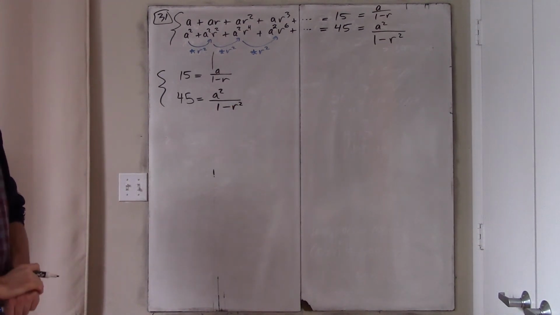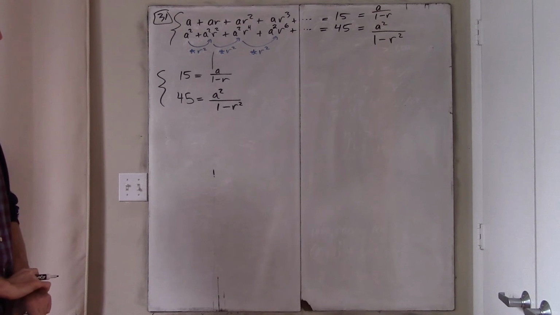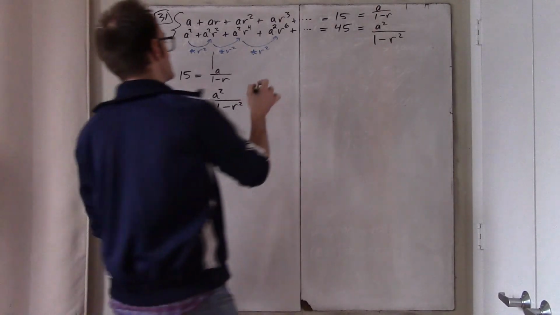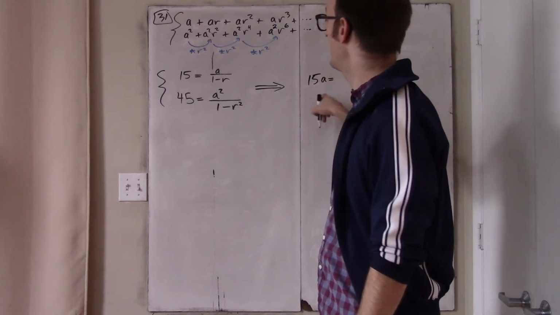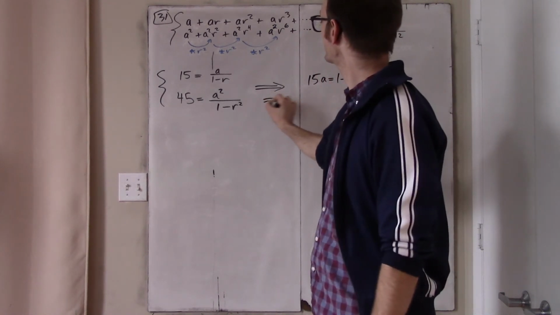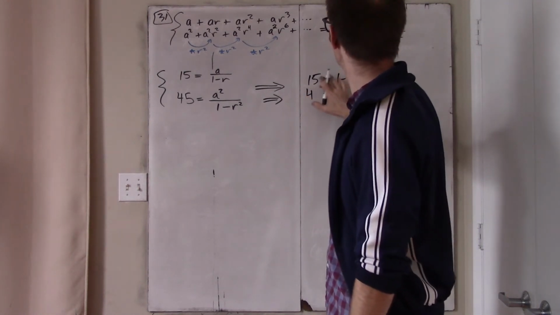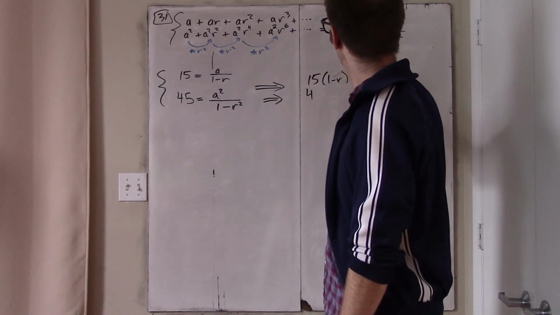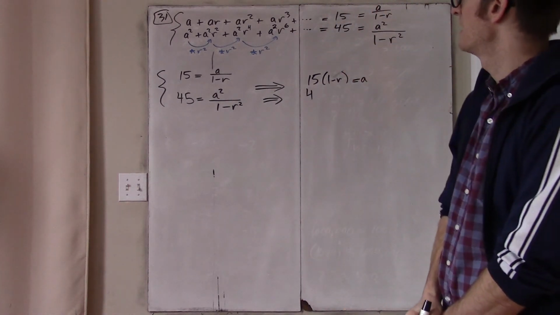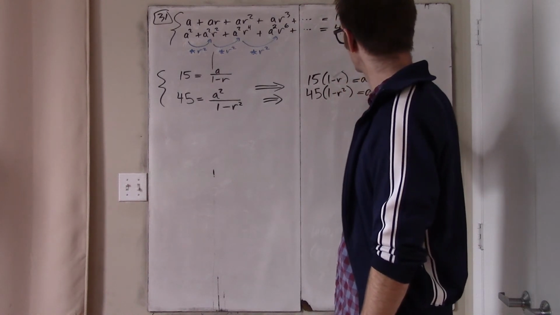Depending on your luck or experience, you might just do this problem now in 1 minute, or you might get totally stuck here. Anyway, I'm going to help. One thing we can do is get rid of fractions. That always just seems like a good idea. So if I get rid of fractions, then this is saying 15 times 1 minus r is a. And this is saying that 45 times 1 minus r squared is a squared.